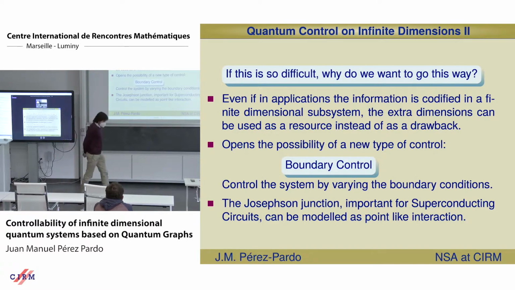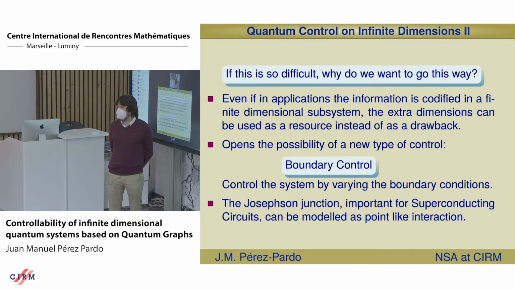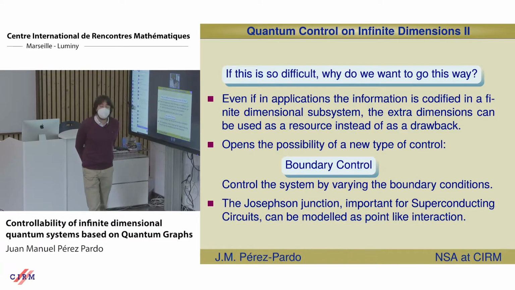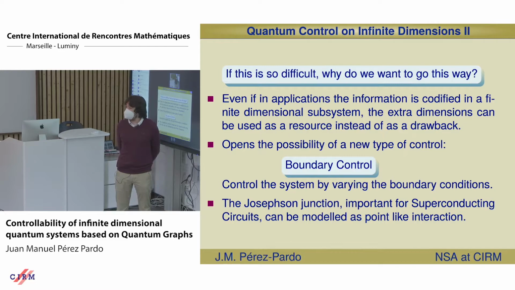And one other good reason to take this, and this is more related with the models that we are going to discuss later, that is the quantum graphs, is that in one of the applications of quantum control, which is called superconducting circuits, one of the key elements in this process, which are called Josephson junctions, can actually be modeled like point-like interactions. The point is that they cannot use this modeling of the Josephson junction to try to solve the control problem, just because there is not enough on the theory of control. The control theory in infinite dimensions is still to be developed, let's say. Their efforts in this direction started 10, 15 years ago.